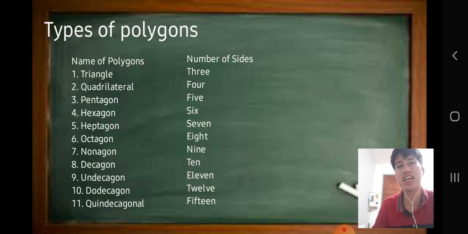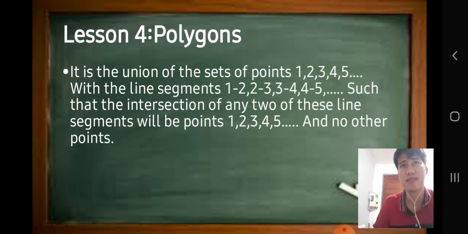Okay, so there are types of polygons. These are triangle, which is 3 sides. Quadrilateral, 4 sides. Pentagon, 5 sides. Hexagon, 6 sides. Heptagon, 7 sides. Octagon, 8 sides. Nonagon, 9 sides. Decagon, 10 sides. Undecagon, 11 sides. Dodecagon, 12 sides. Quindecagon, 15 sides.